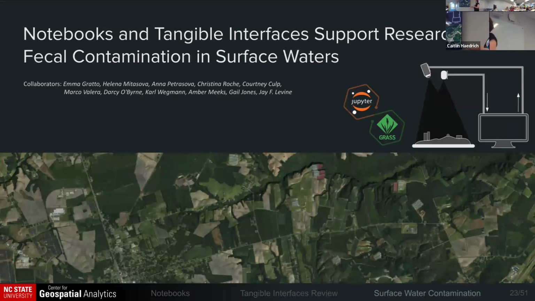Okay, so now we'll put it all together and look at how notebooks and tangible interfaces support an ongoing research project looking at fecal contamination in surface waters in eastern North Carolina.